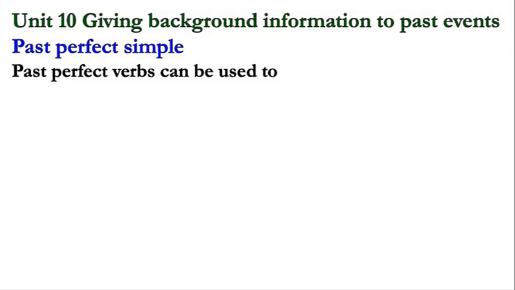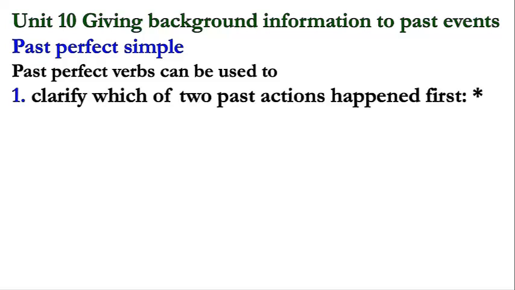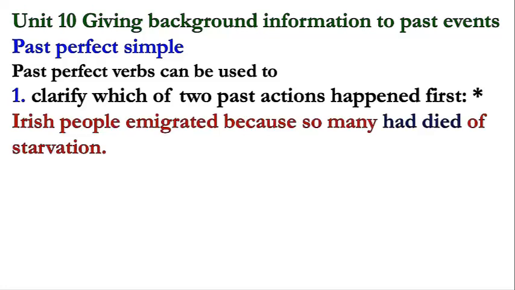The past perfect simple can be used to do what? To clarify which of two past actions happened first. Example, Irish people immigrated because what? So many had died of starvation. Had died of starvation, it's the action that happened first.